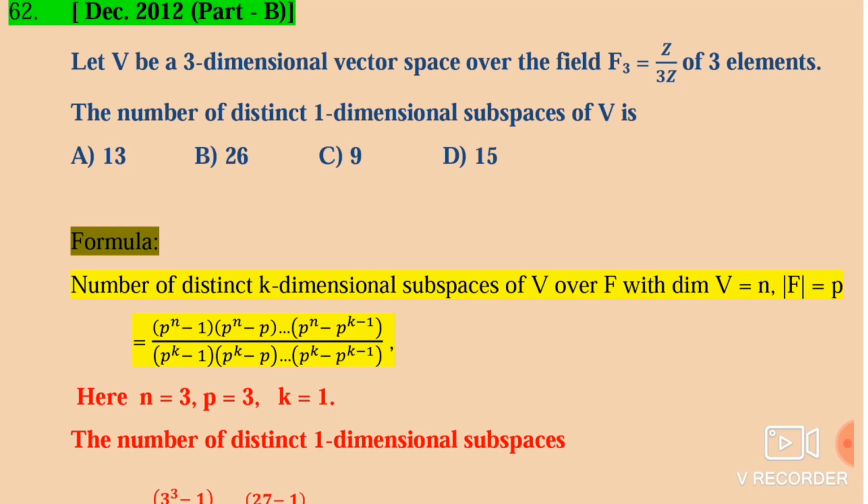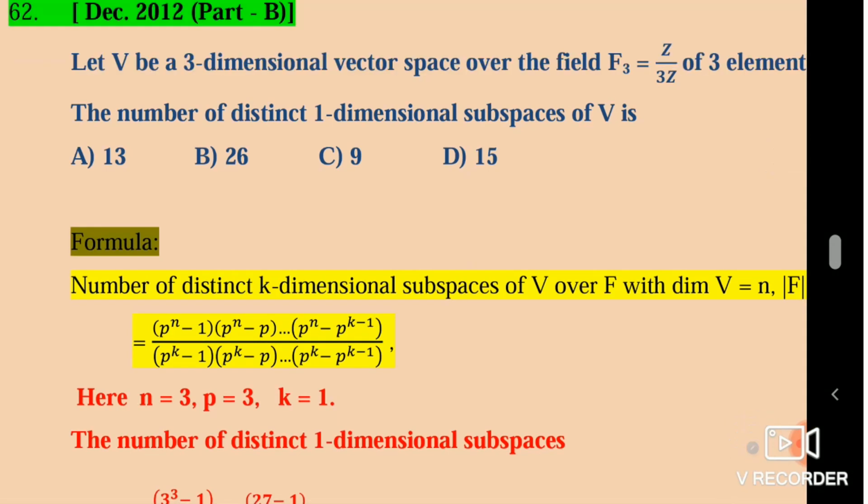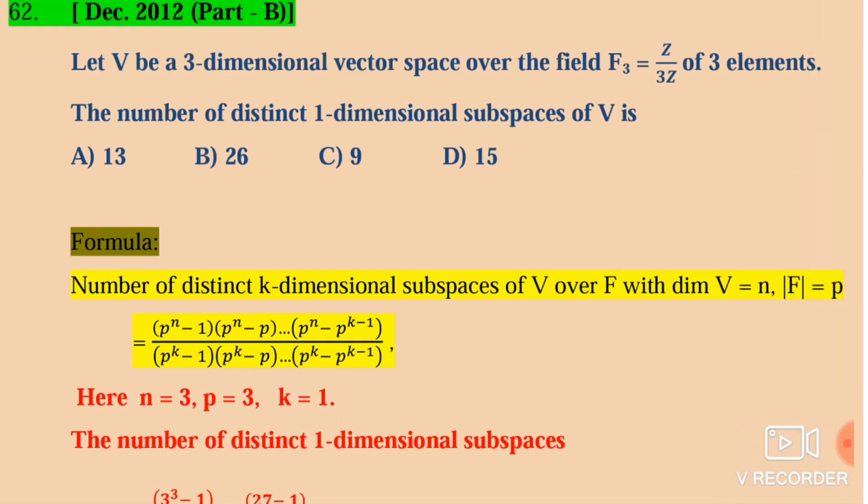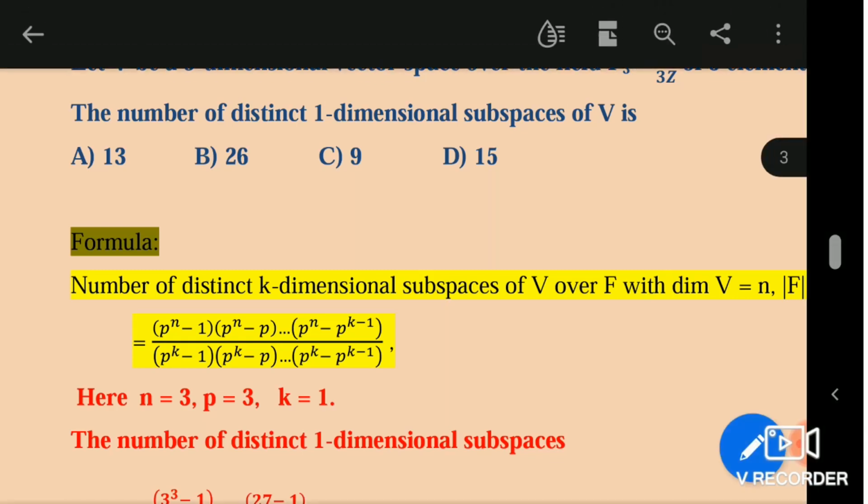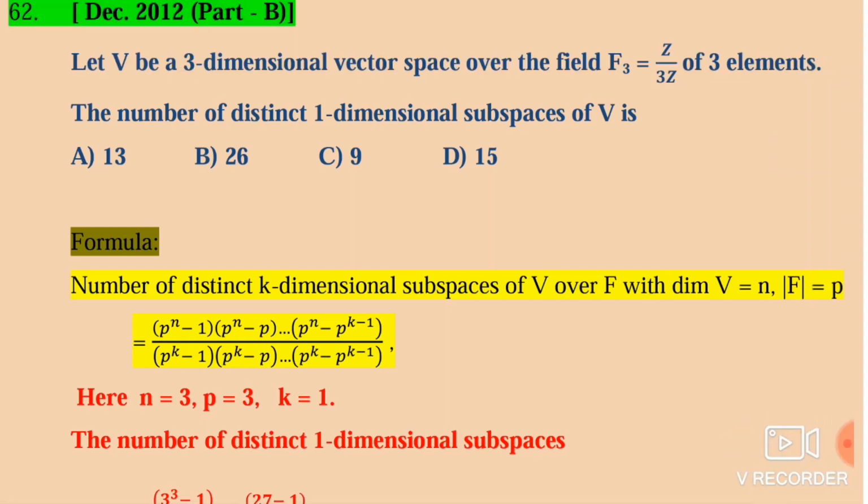So this is a formula. Number of distinct k-dimensional subspaces of V over F, with the dimension of V being n and the cardinality of F being P. So both are different. Here F is a field. So this equals (P power n minus 1)(P power n minus P) etc. up to (P power n minus P power k minus 1), divided by, instead of n put k, (P power k minus 1)(P power k minus P) etc. up to (P power k minus P power k minus 1). So this is the formula.